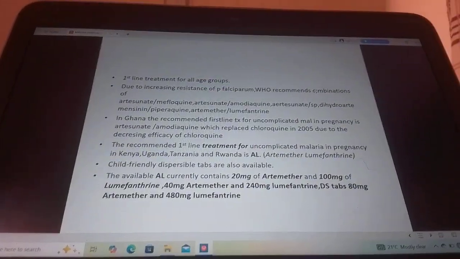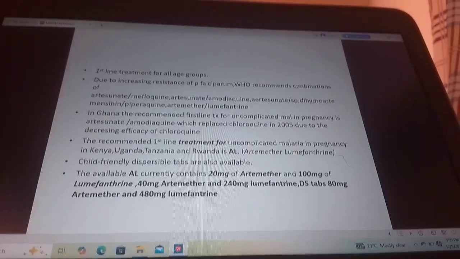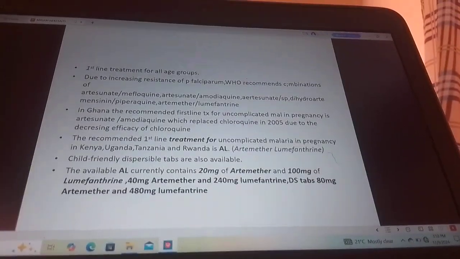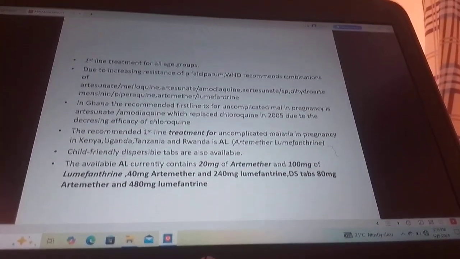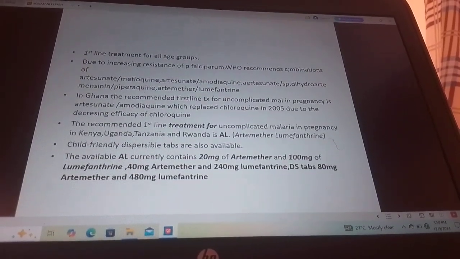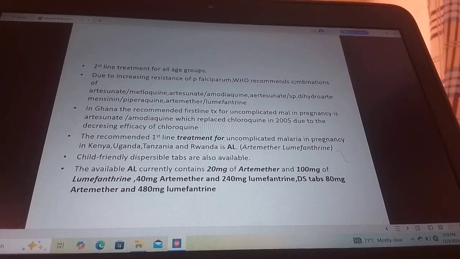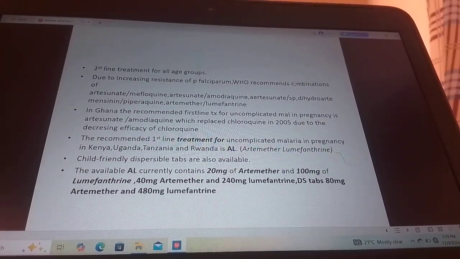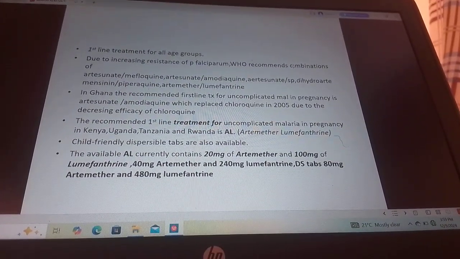have the artesunate and mefloquine. Then we have the artesunate amodiaquine. We have the artesunate and SP, that is sulfadoxine pyrimethamine. Then we have the dihydroartemisinin and piperaquine. Then we have artemether and lumefantrine.